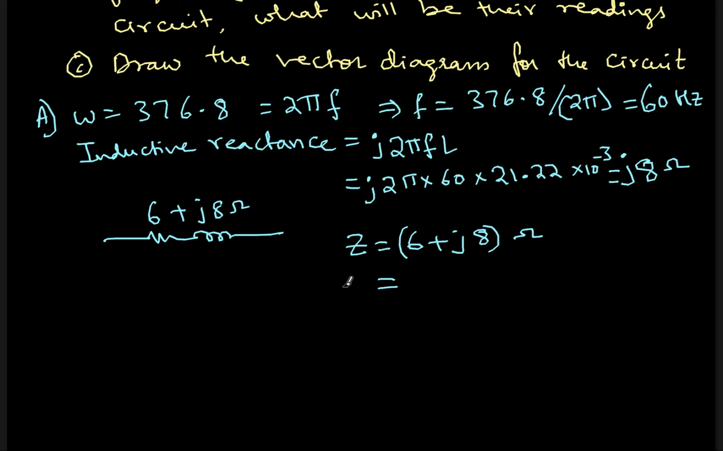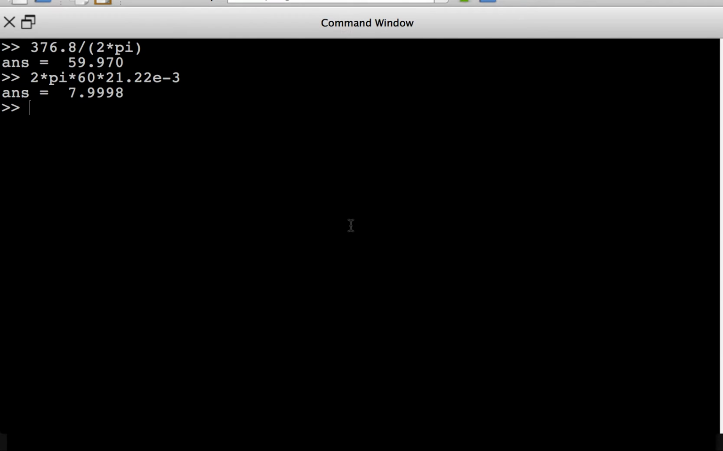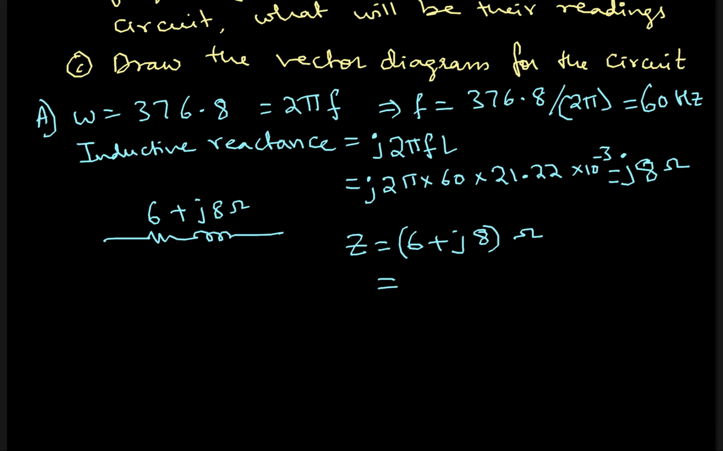So let's go back to the calculator. 6 plus J8, I want to convert into polar form. The absolute value of 6 plus 8i is 10, and the angle of 6 plus 8i I have to convert into degrees. So I get 53.13. Finally I get this value as 10 at an angle of 53.13 degrees. This is the impedance in ohms.